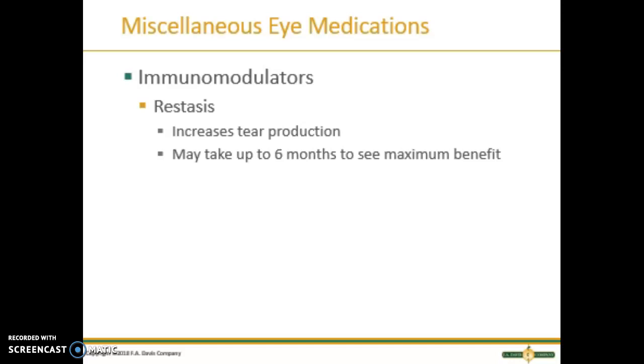Immunomodulators, Restasis is an example, and this increases tear production, and it may take up to 6 months to see the maximum benefit of this.